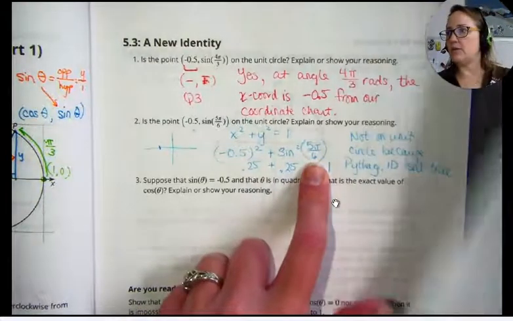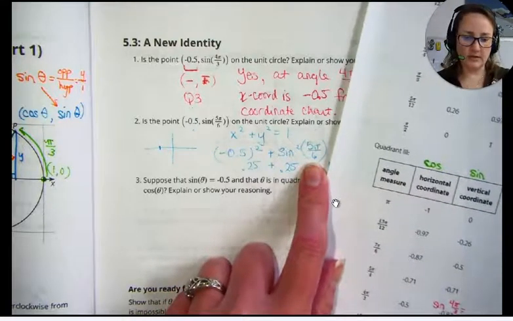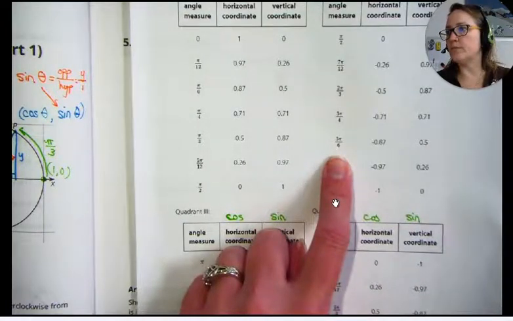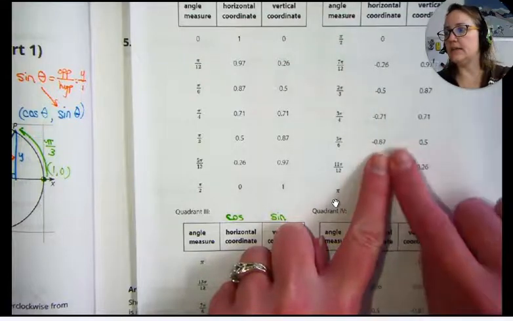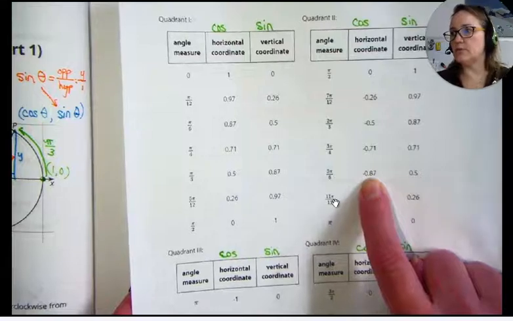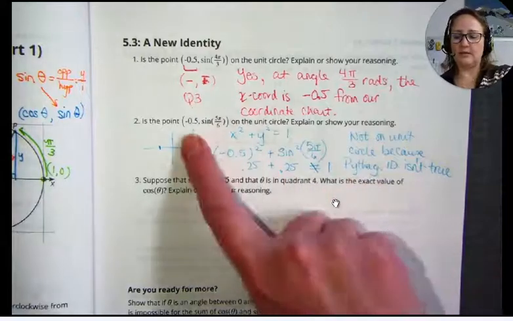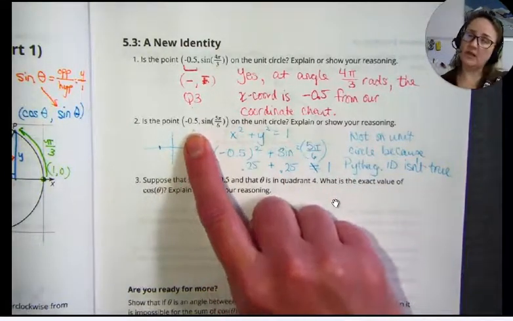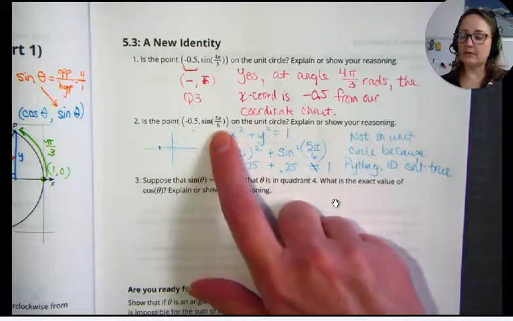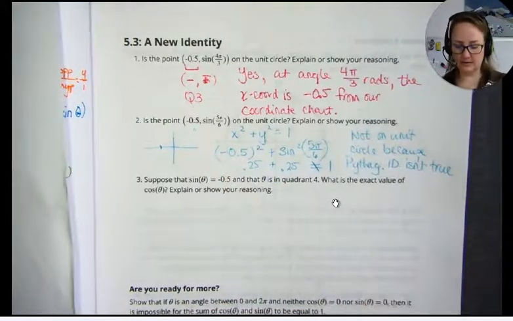I can again find out what's going on at this 5 pi over 6 if I wanted to use my chart instead. 5 pi over 6 is showing up here in quadrant 2. And I see that my x coordinate, my horizontal coordinate, should be negative 0.87. And it wasn't negative 0.87, it was negative 0.5. So I again know that the coordinates aren't matching up for the given angle, or I could say that when I calculate it as part of the Pythagorean identity, it fails.